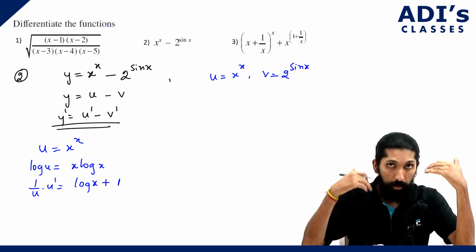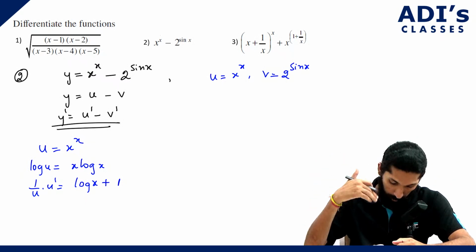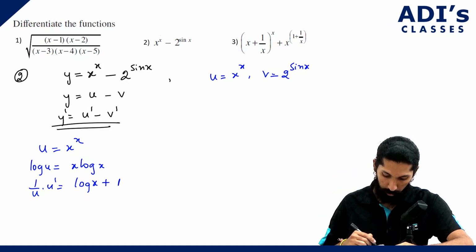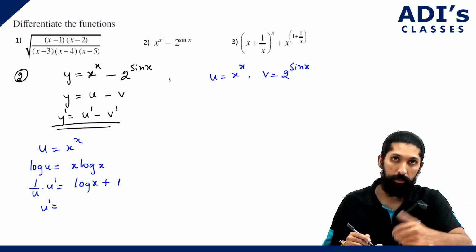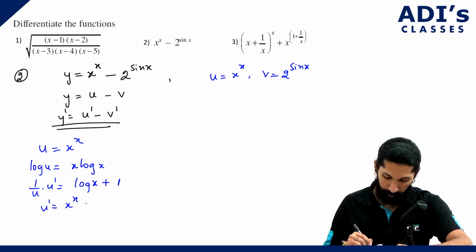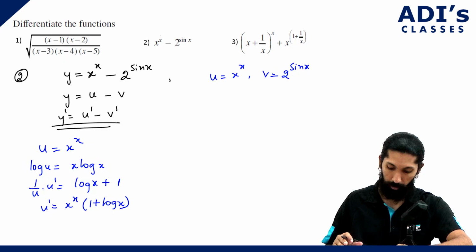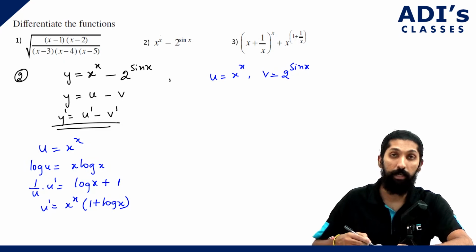Just remember how you were solving the product rule. The same thing I've applied here also. That's all. Right? So what is u dash? u dash becomes u into this, correct? Or x power x into 1 plus log of x. So we got the value of u dash. Same thing we need to do for v dash, isn't it?